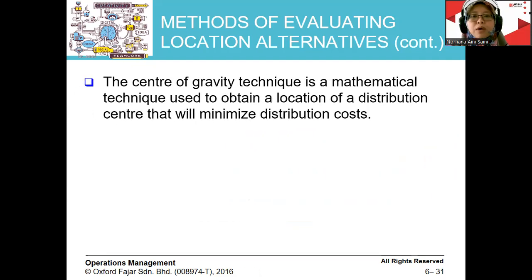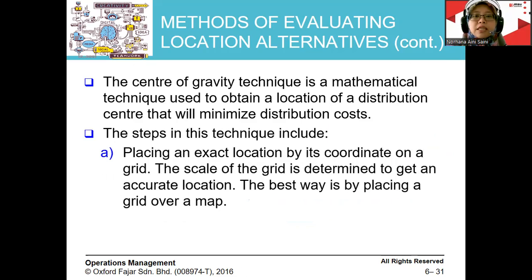And the last one, the third method of evaluating location alternatives, is the center of gravity technique. So what is the center of gravity technique? It means that we are using a mathematical technique. Definitely it includes calculation, used to obtain the location of a distribution center that will minimize the distribution cost.